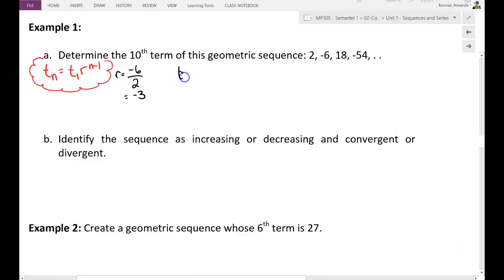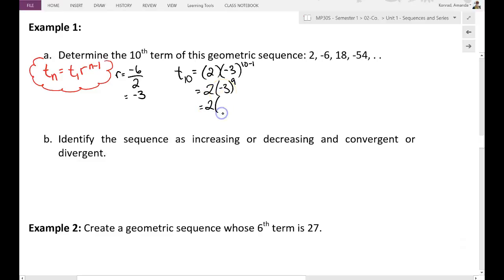Now we can start plugging into our formula. So Tn, or the nth term, is not what we're looking for. We are looking for the 10th term. Term 1 is the value 2. R is negative 3. Put it in brackets because we're not subtracting, we're multiplying here. And n is 10, and we're subtracting 1 in the exponent. This means that we can rewrite it as 2 and negative 3 to the power of 9. Again, those brackets are super important.